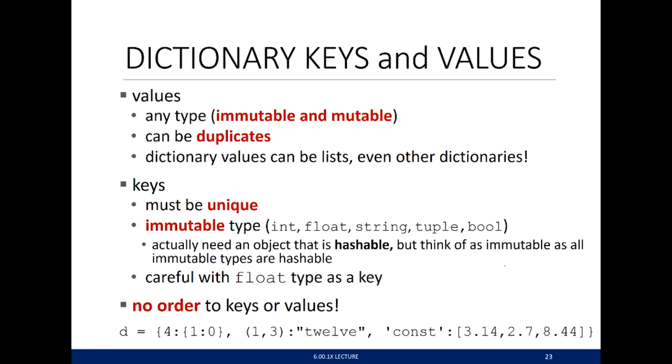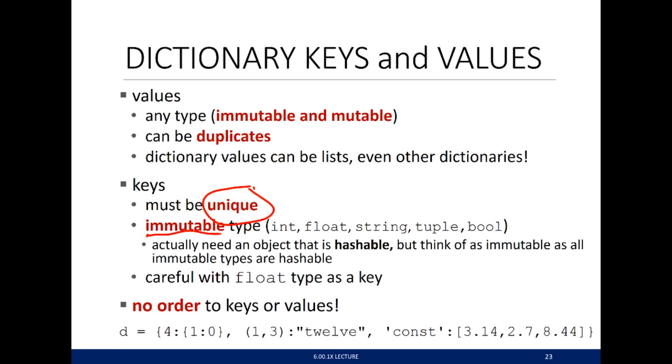It can be anything your heart desires. Keys have a little bit more constraint on them. The first one is they need to be unique. Well, that makes sense. If I'm going to look up something in the dictionary, I can't have multiple keys, or the same key in different places in the dictionary. It has to be a unique entry. The second key point is that the key must be of an immutable type. So that means an int, a float, a string, a tuple, a bool. Actually, I need something a little stronger, which we're going to come back to later on in the term.